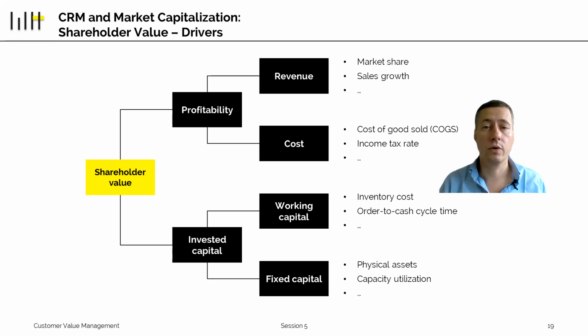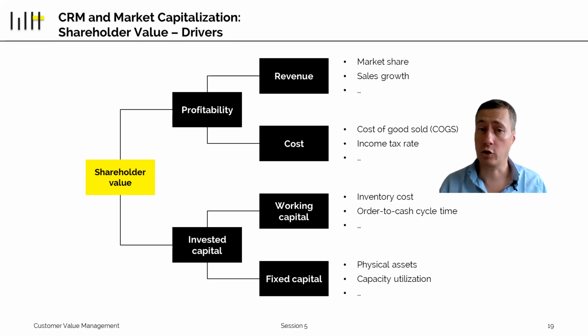Conceptually, shareholder value is impacted by two factors, profitability and the invested capital. Profitability is a function of revenue minus cost. So market share and sales growth from the revenue perspective and cost of goods sold or income tax rate from the cost perspective all impact profitability and ultimately shareholder value. And the invested capital, you can split into working and fixed capital. So something like inventory cost or physical asset and capacity utilization also directly impact shareholder value.